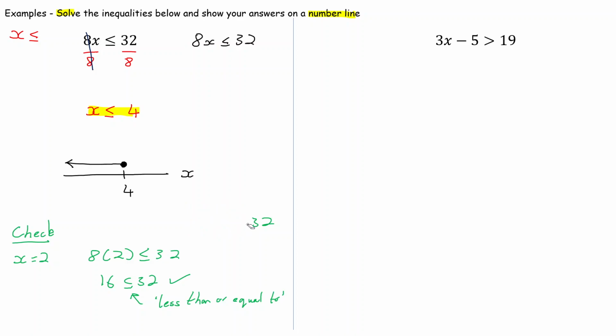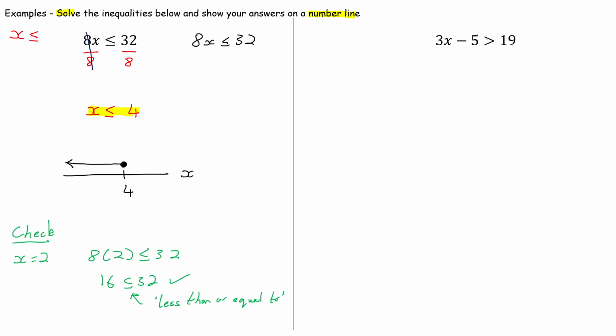Okay, and that is it. That is how we solve an inequality and show it on a number line and check through with our working. The second one, again, if we saw the equation 3x minus 5 equals 19, you've seen this loads of times now. We can solve this.